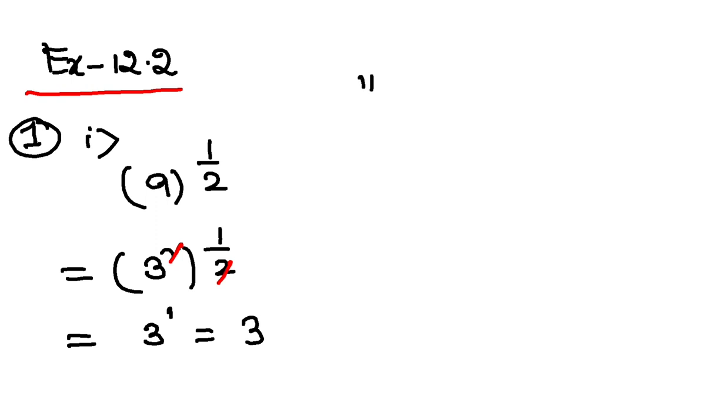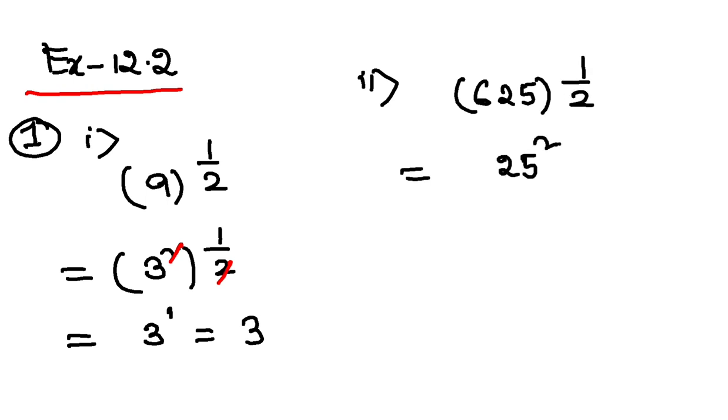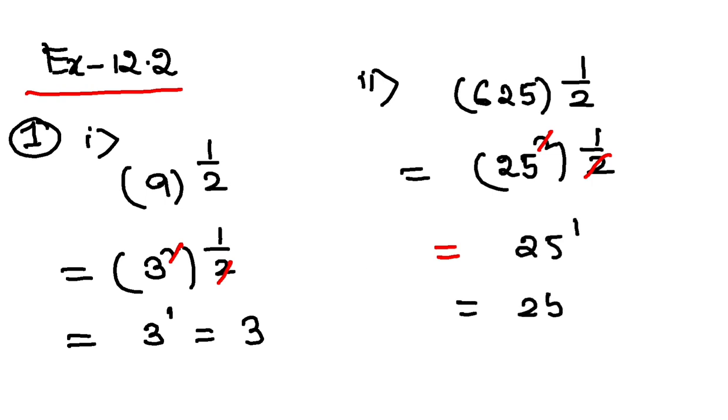Now let's go to question number 2. 625 to the power 1 by 2. Again we all know 625 is 25 square, so 25 square to the power 1 by 2. Again 2 and 2 cancelled. I am left with 25 to the power 1, which is nothing but 25.